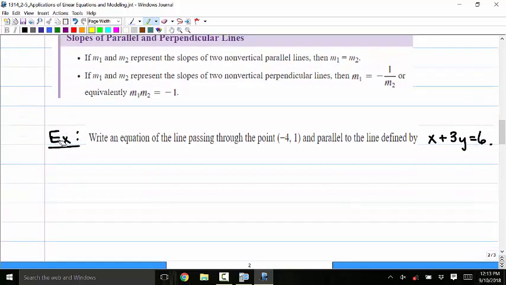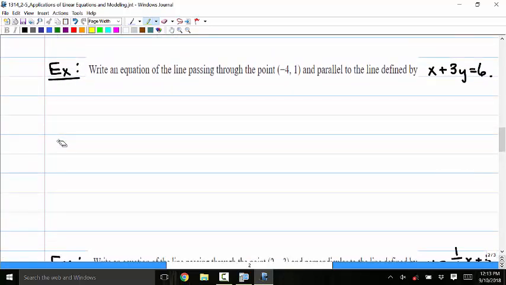Write the equation of a line passing through the point (-4, 1), parallel to the line given by x + 3y = 6. Okay, what two things do you need in order to write the equation of a line? A point and a slope. Do they give you the point? Yes. Do they give you the slope? Sort of. It's hidden. They tell you it's parallel to that line. Could you tell me the slope of that line?